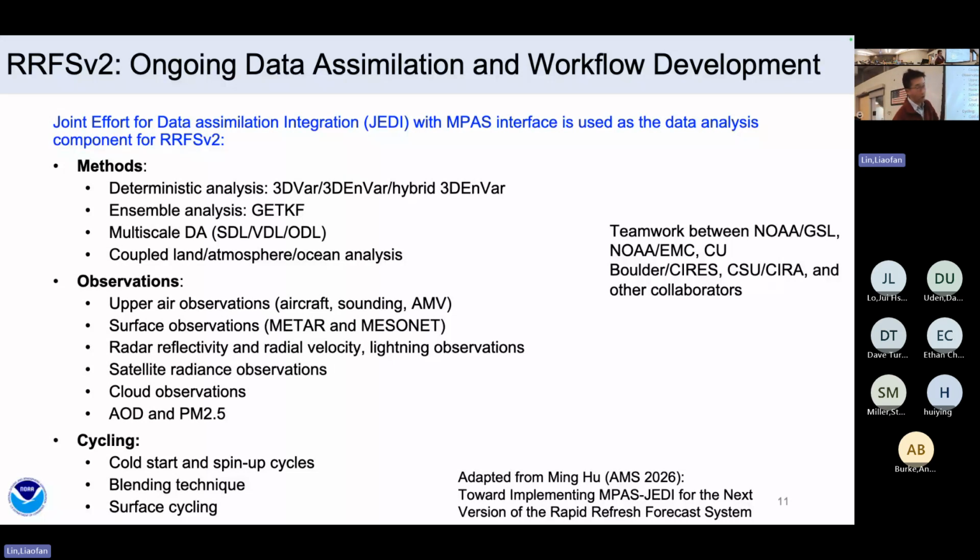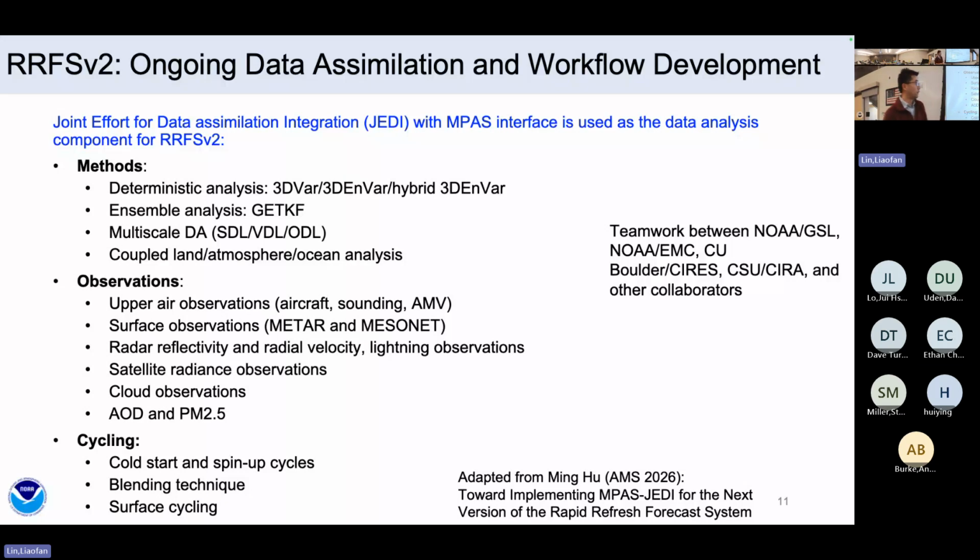You can see in this slide, we use JEDI, the Joint Effort for Data assimilation Integration, with MPAS for our version 2 data assimilation system. There are many directions and components being worked on, and he summarized and grouped them into 3 parts, including the methods, and you can see there are many things. Just briefly, we have a deterministic component with ensemble components. We have coupled land, atmosphere, and ocean components.